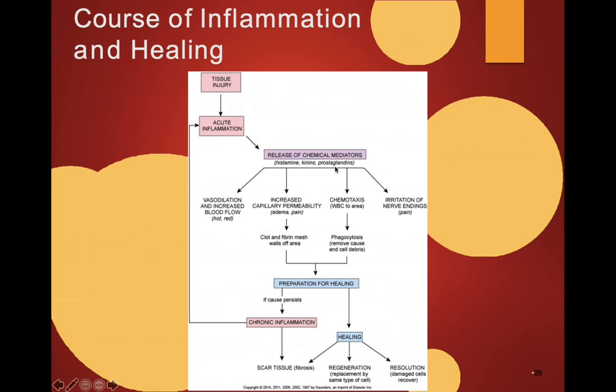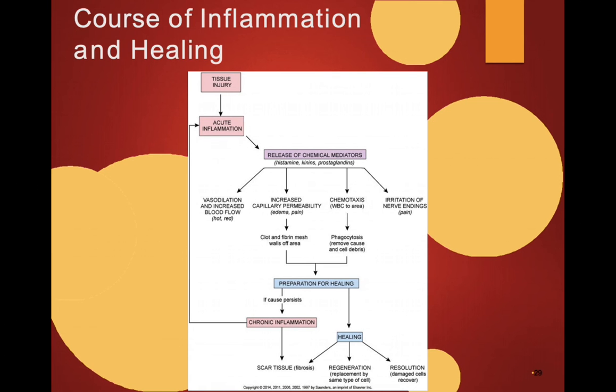And then with the histamine and the prostaglandins, you get chemotaxis. Now you've got white blood cells migrating to the area. And with the bradykinins, you get irritation of the nerve endings. You get pain. So what's going to end up happening when you get that increased capillary permeability, we want it to clot. We don't want it to leak. We don't want that injury to get worse. We have clotting and fibrin.